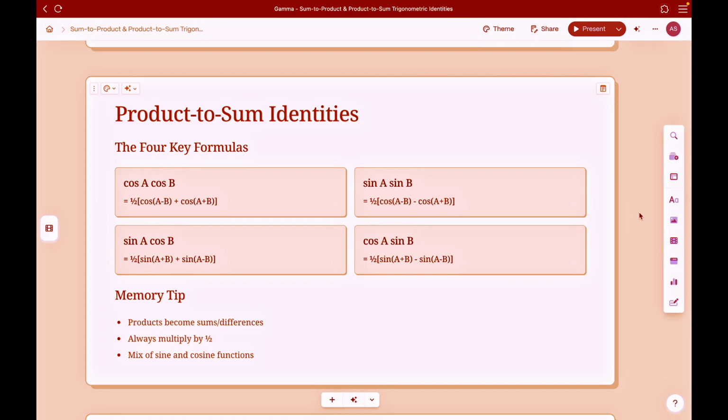Then we have sine A cosine B, which is equal to 1 over 2 times sine A plus B plus sine A minus B. Then the fourth and final formula is cosine A sine B, which is 1/2 of sine A plus B minus sine A minus B. So that's about it for the 4 formulas.